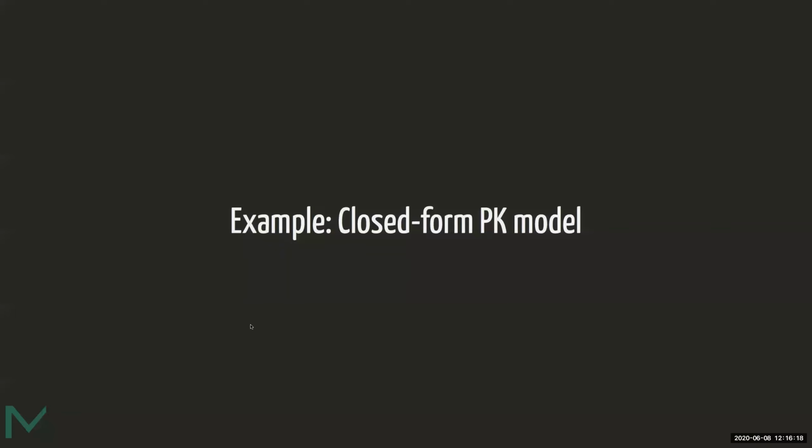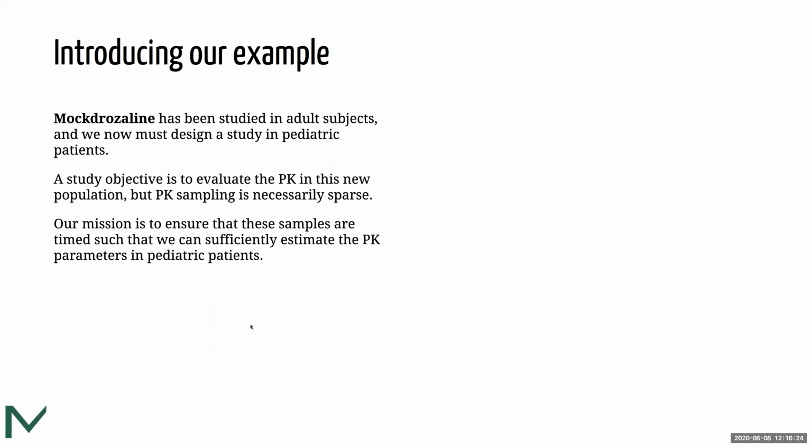So let's get to our first example. This is a simple PK model where we have a closed form solution. Suppose we have a drug, moxidrosine. We've studied this drug in adults, and we want to design a pediatric study. So we want to evaluate PK in the pediatric population, but because they're kids, PK sampling is going to be pretty sparse. So what we want to do is make sure that these sparse samples are enough and timed appropriately so that we can get good PK parameter estimates.